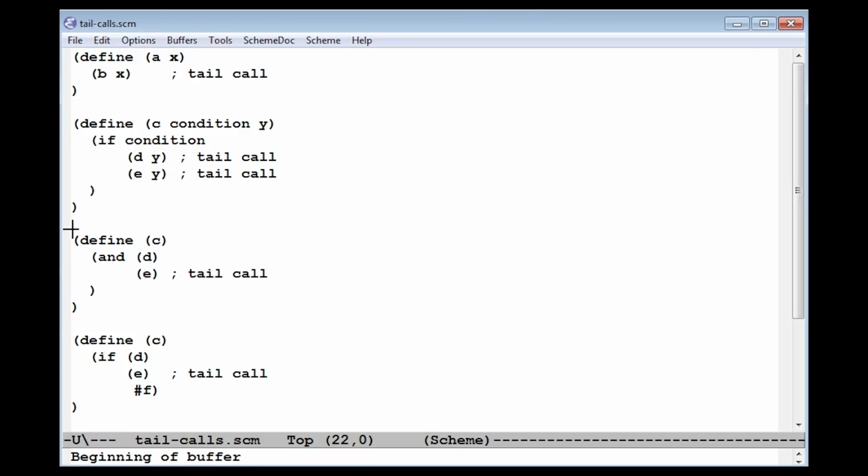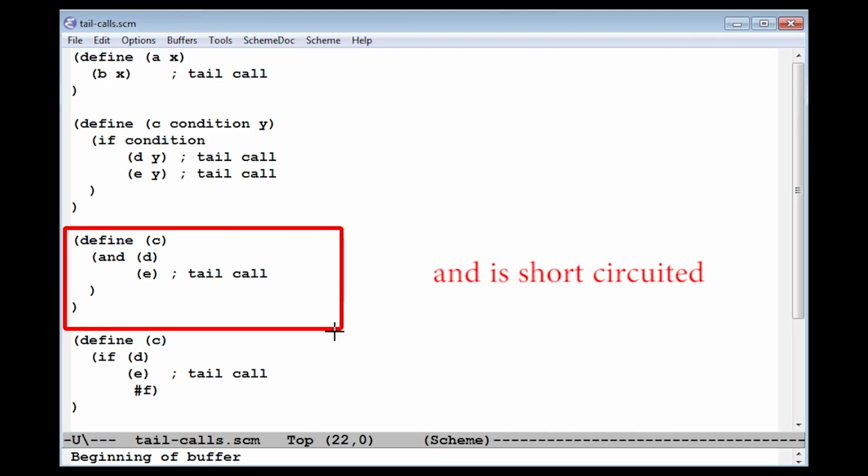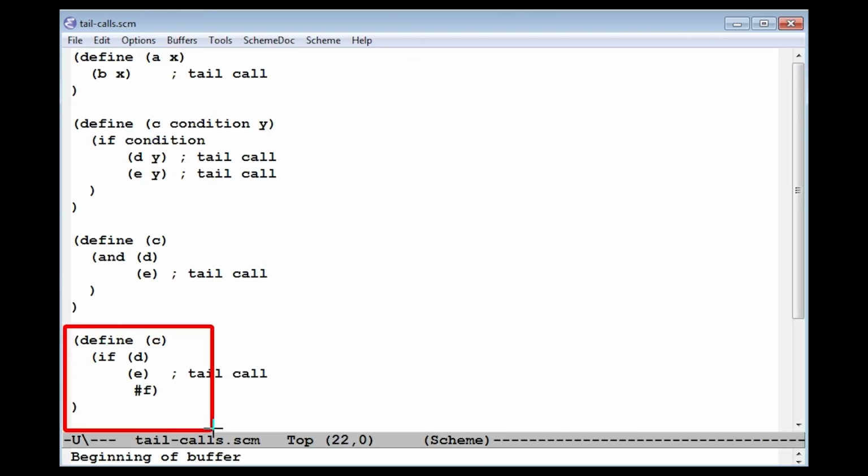This is a variant and is not a function in Scheme. It's a special form, and it is transformed to if in this way. And here we see that the call of e is a tail call. There is no need to maintain the stack frame of c when e is called.